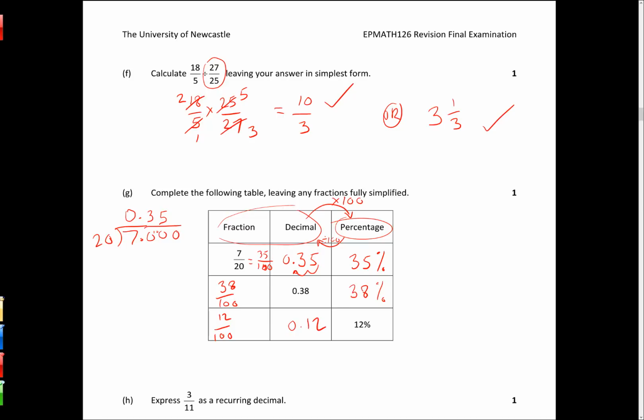We like skipping it, but it does say fully simplified. So 38 on 100, or even I can at least halve it and go 19 on 50. No matter how much I keep trying, there's no more common factors left that can simplify that. 12 on 100 could go to 6 on 50, or could go to 3 on 25. That's where I want to go. Effectively divide the top by 4 and the bottom by 4. There it is, a simplified fraction.